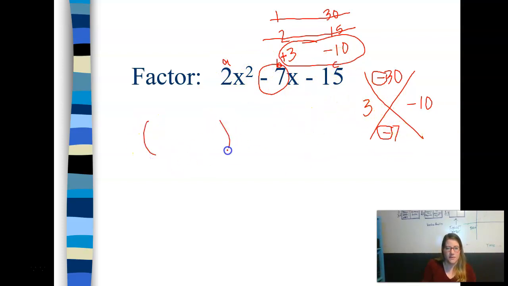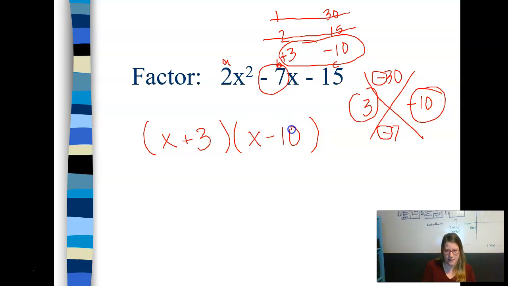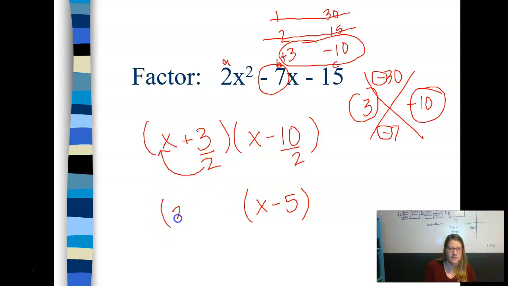So now I'm going to write this in factored form. X plus 3, choosing these two numbers I just found, right? And x minus 10. And I've got to remember to divide each of these numbers by a. If it goes in evenly, go ahead and divide it in. So 10 divided by 2 is 5. If it won't go in evenly, I need to move that number in front of x. So this would be 2x plus 3. So there's our factored form.